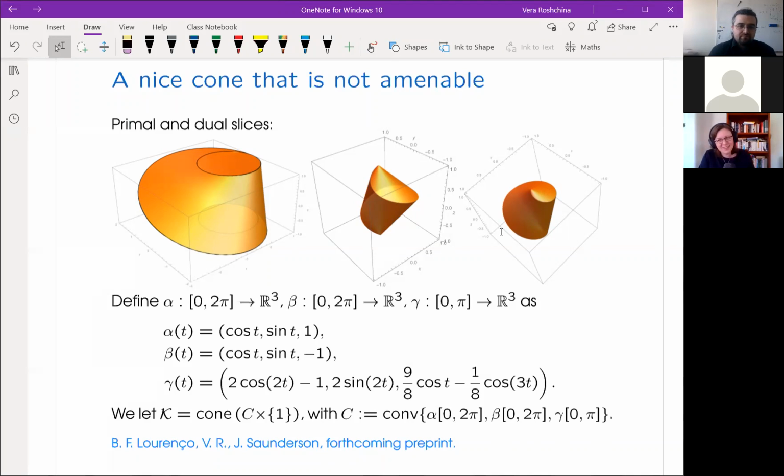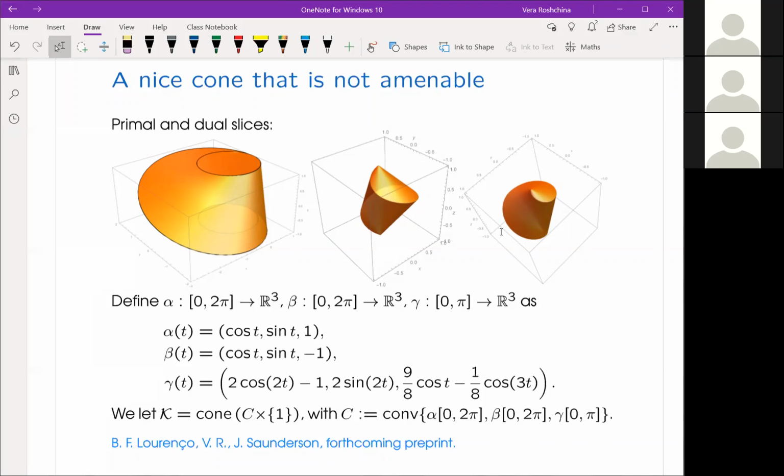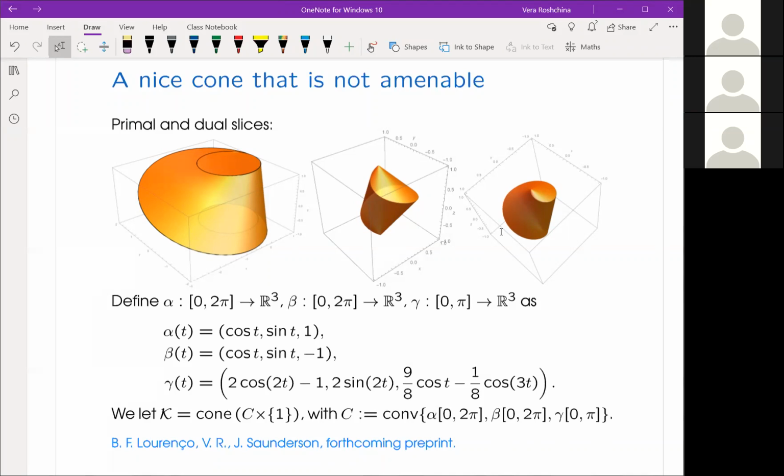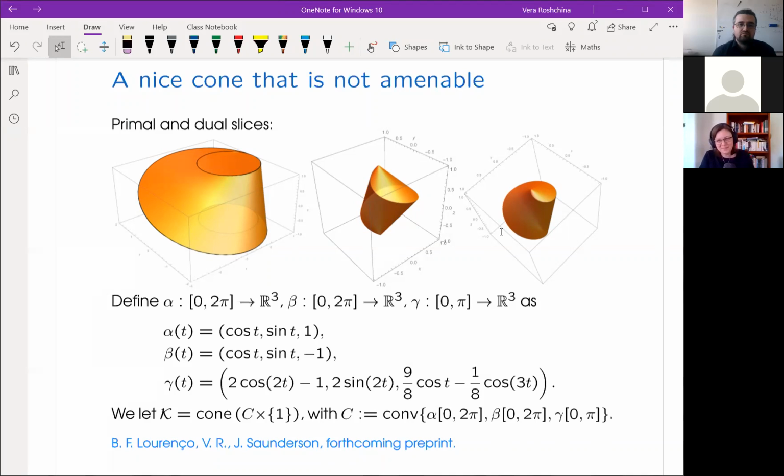Okay. Because if there is not, then in R2, for example, all the cones are nice. Yes, that's true. Okay, that's true. Good. Okay, thank you, Vera. Thank you.